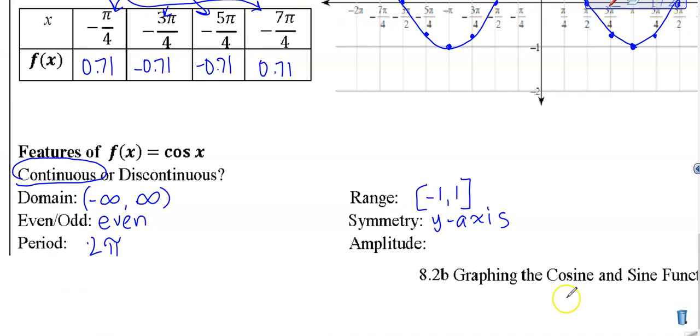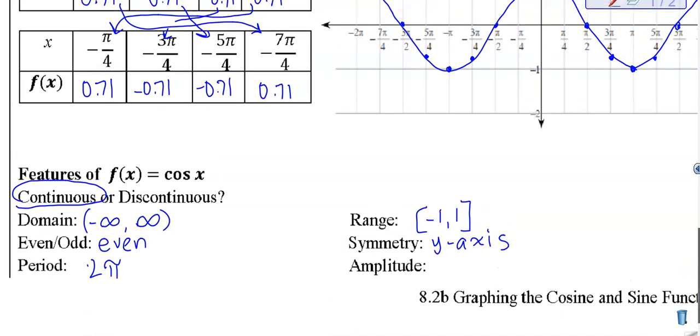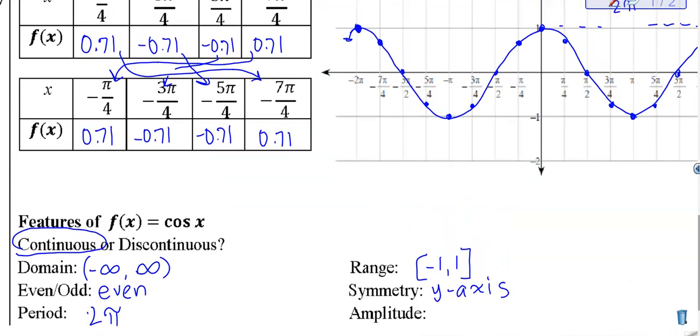Lastly, what's its amplitude? So we go back up to the picture. Amplitude, remember, is the distance from the midline to the peak. So would you agree that the x-axis is your midline? So the distance from the midline to the peak is 1. So it has an amplitude of 1. All right, very good. So that is your cosine function.